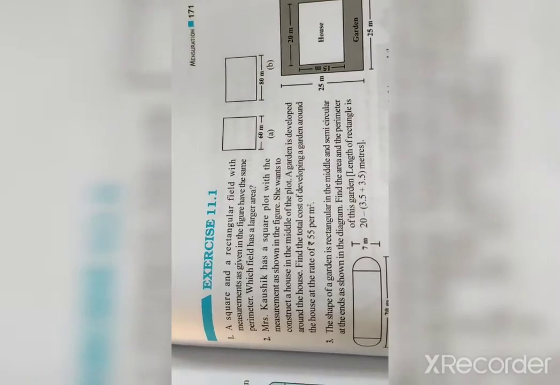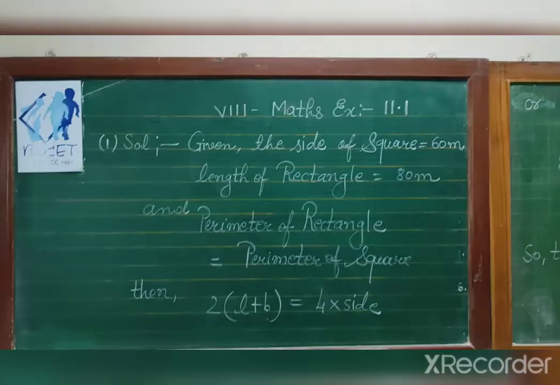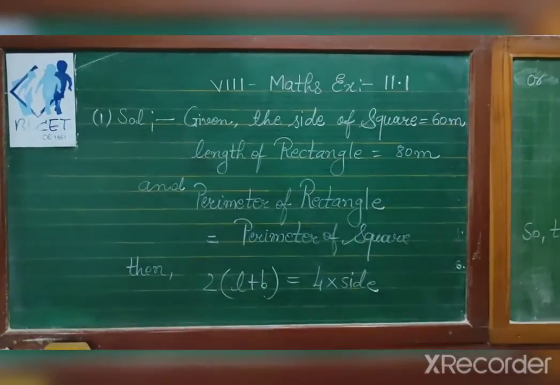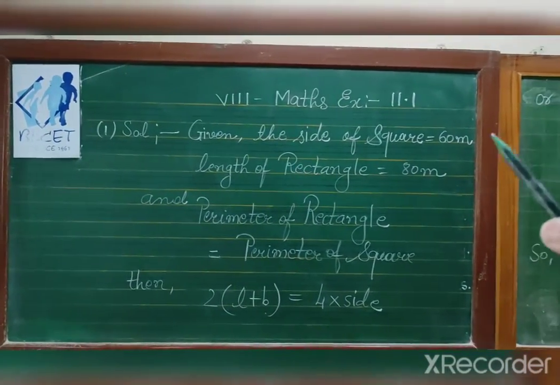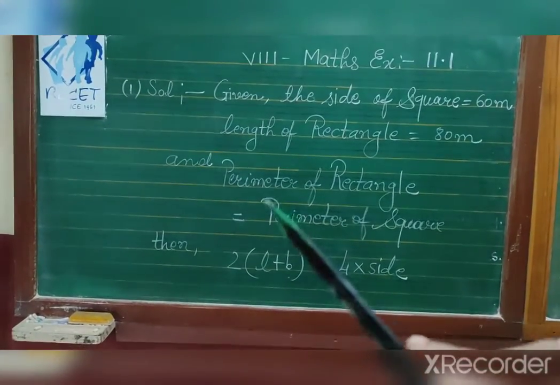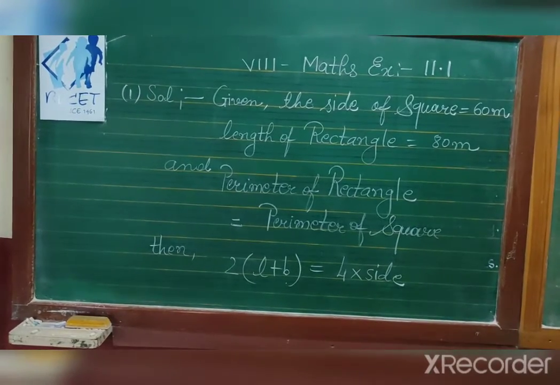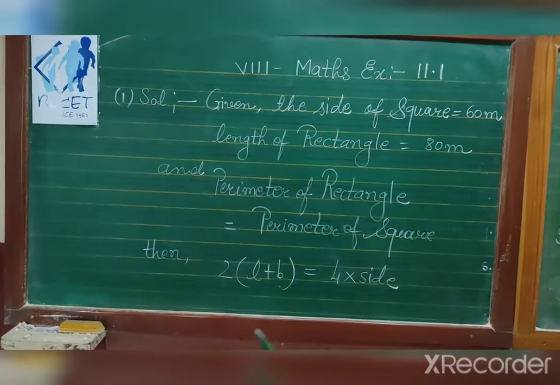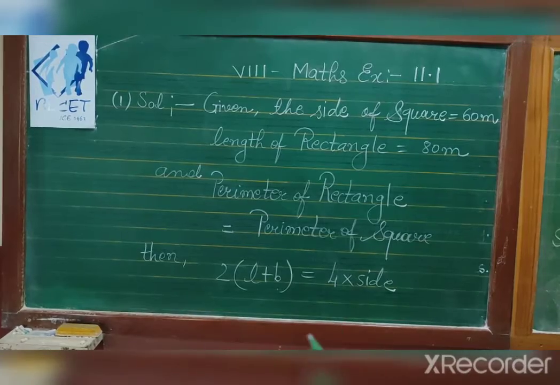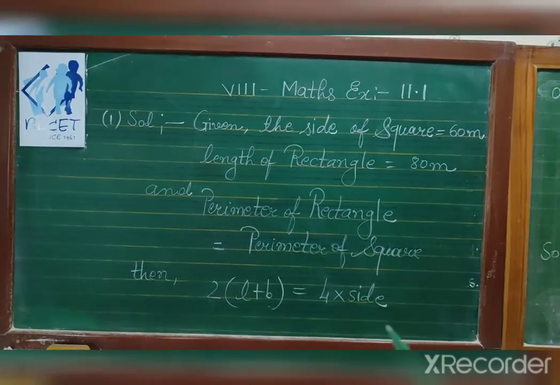Okay. Now see in the question number 1. First we will write given. What is given? The side of square, you can see, 60 meter is given. Length of rectangle 80 meter, and perimeter of rectangle equal to perimeter of square. But we know the formula. Perimeter of rectangle 2 in the bracket L plus B is equal to perimeter of square 4 into side.